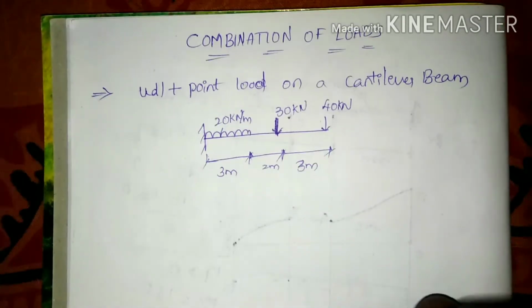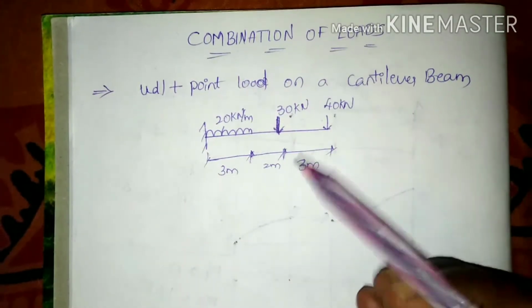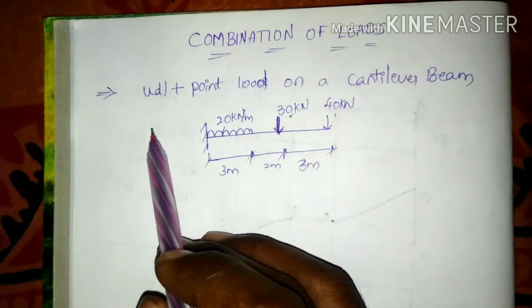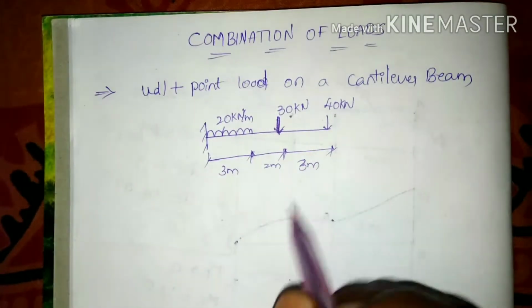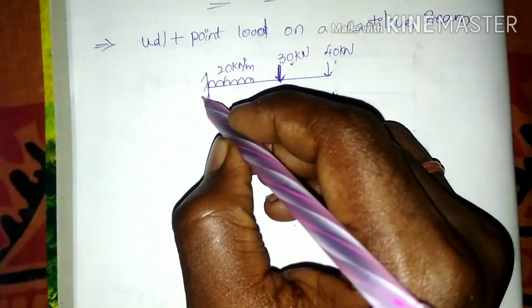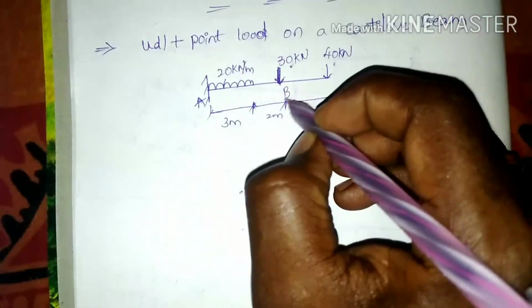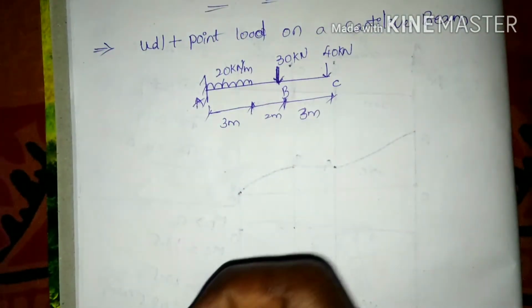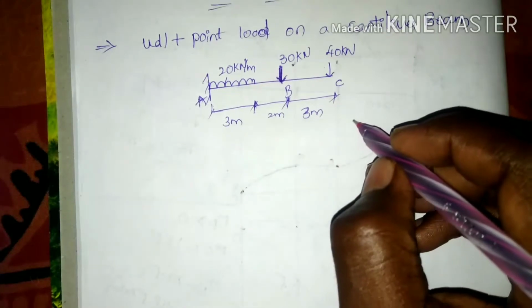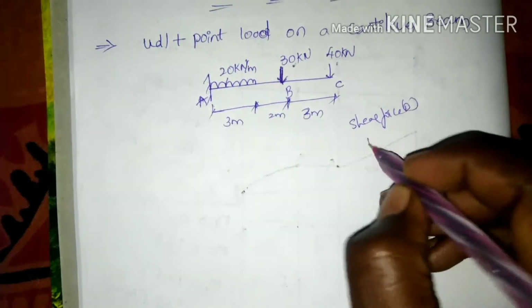Hi viewers, today we are going to see the topic combination of loads, UDL plus point load on a cantilever beam. Here we are having a beam fixed at A, and this is B point and this is C point. Here we have to draw the shear force diagram and bending moment diagram.